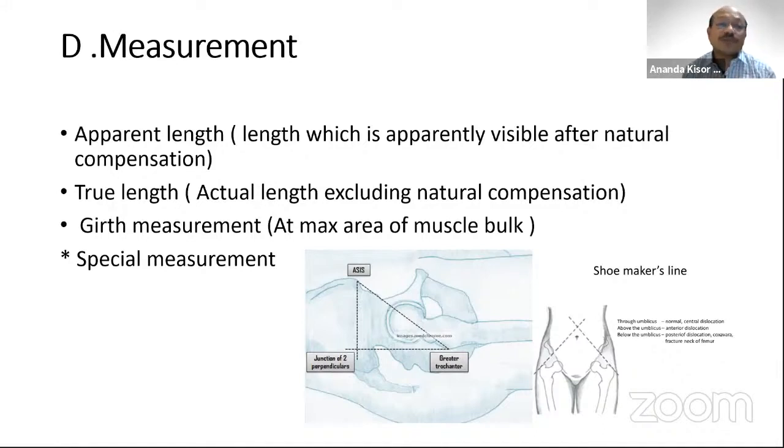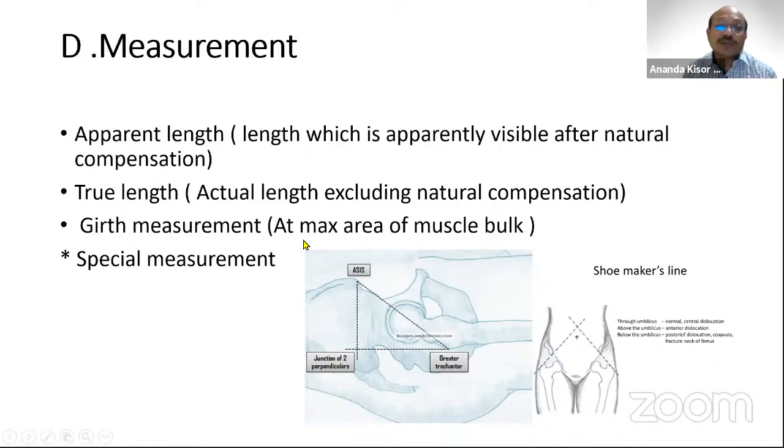And what is the importance of the apparent length? Apparent length is the length which is visible after natural compensation. This is important from the patient's perspective, but the true length is important from the surgeon's or clinician's perspective. In that case, we have to correct the deformity first. After that, we can ascertain the true length. True length is the actual length excluding the natural compensation, so we have to exclude the natural compensation by correction of the deformity. Only then do we get the true length.